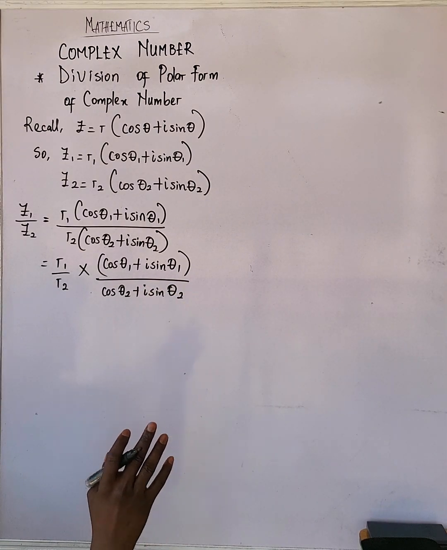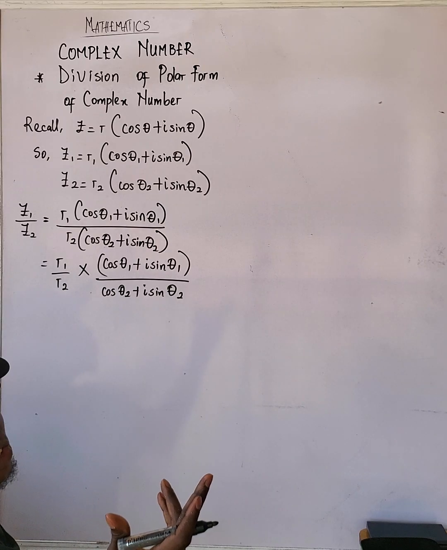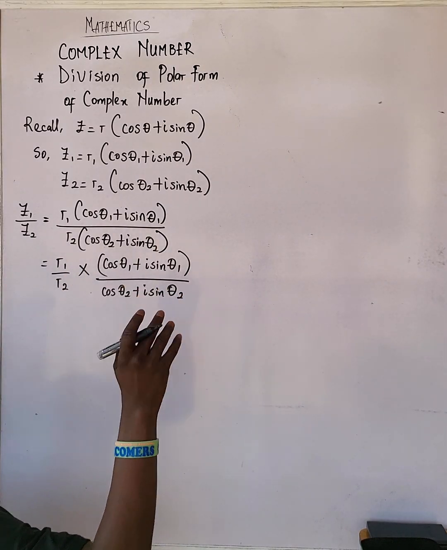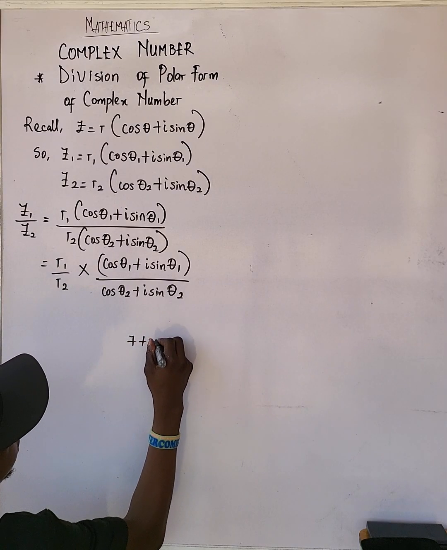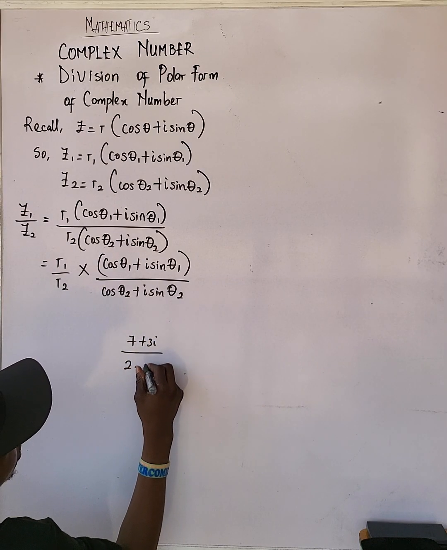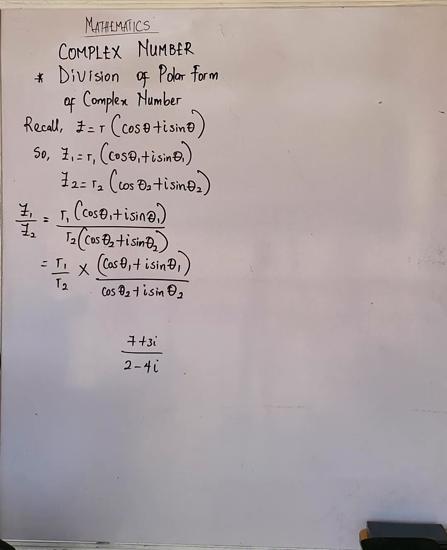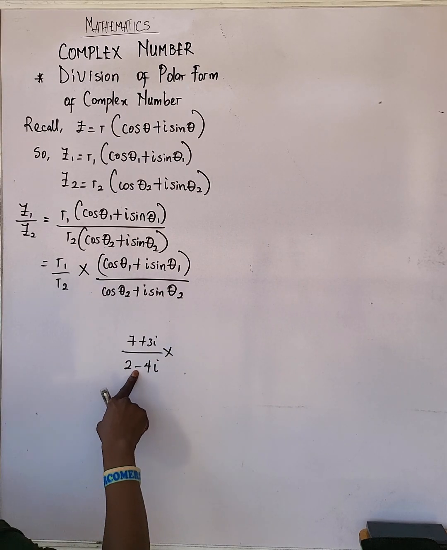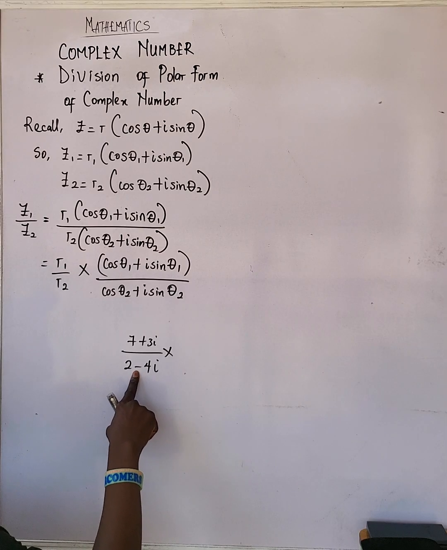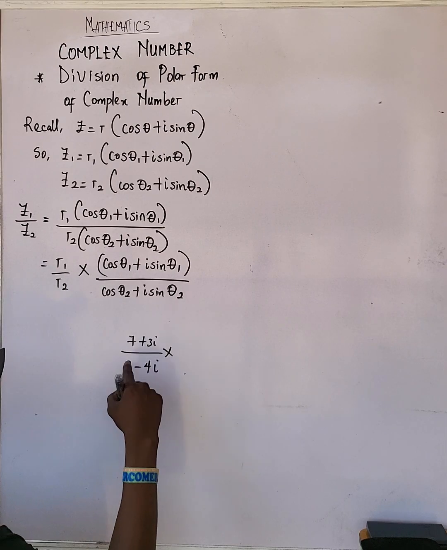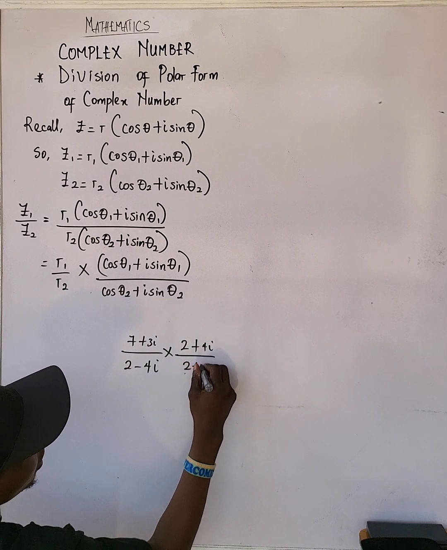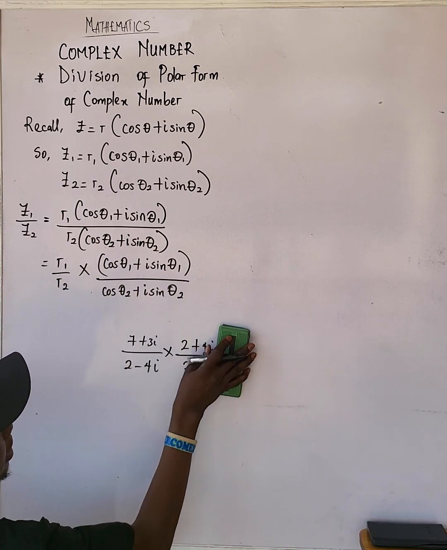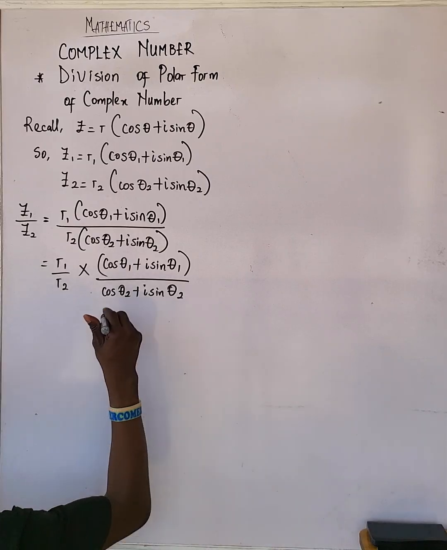Now, there's something we call rationalization. Under division of complex number, when you have something like 7 plus 3i over 2 minus 4i, you rationalize. This is division of two complex numbers, right? When you rationalize, you change the sign of the imaginary part of the denominator. So that will be 2 plus 4i over 2 plus 4i. This is what we call rationalization, right? So now that's what we want to do here. So you say rationalize.